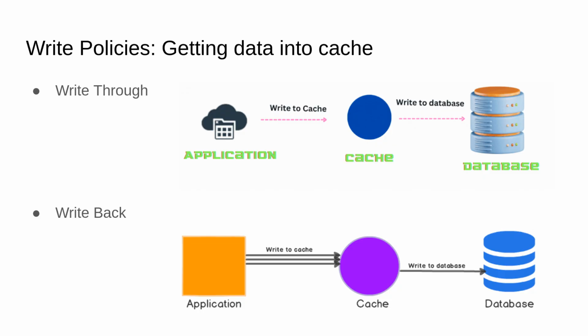Imagine writing a note. With write through, you write it on both a sticky note, or the cache, and directly into your notebook, or the main memory, at the same time. With write back, you only write it on the sticky note and then transfer it to the notebook later, when you need the sticky note for something else.